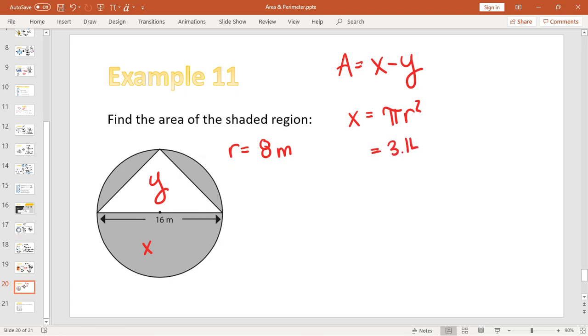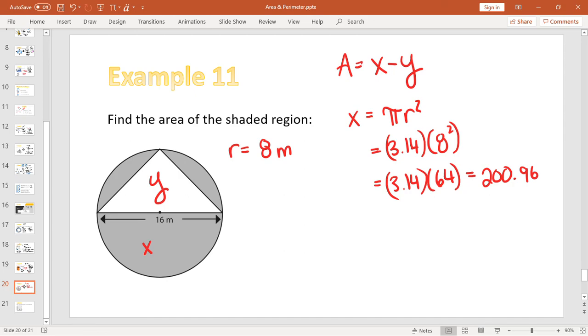And just quickly, 3.14 times 8 squared. Remembering to do that square first, times 64. And that should give you 200.96. Let's just call that 201 meters squared. Okay, now our triangle. I see its base is 16. That's fine. What's its height?